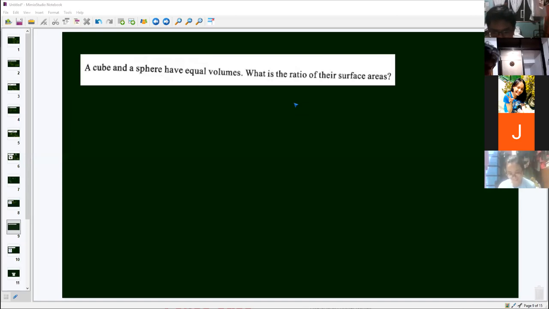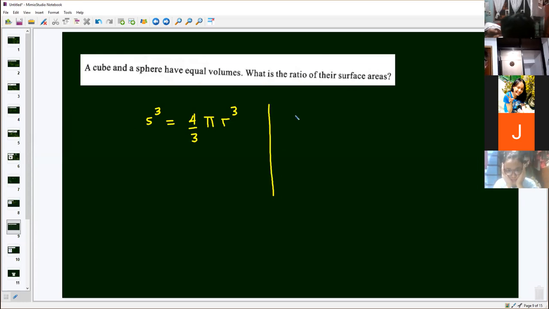So a cube and a sphere have equal volume. So you set up the equation. Just set up what's being instructed. S cube is volume of the sphere. So you start with this, right? Now, what is the ratio of their surface areas? This is what you want: surface area of the cube and surface area of the sphere. Yan ang kailangan natin.